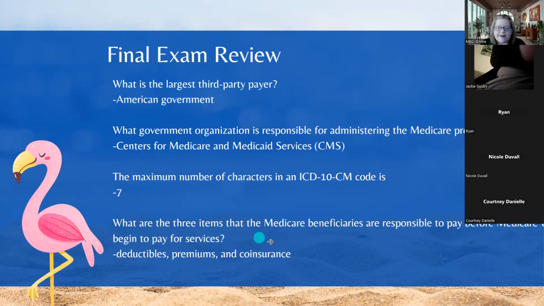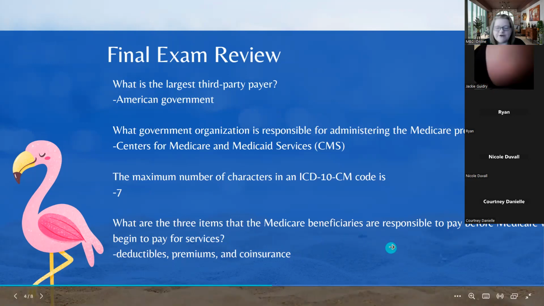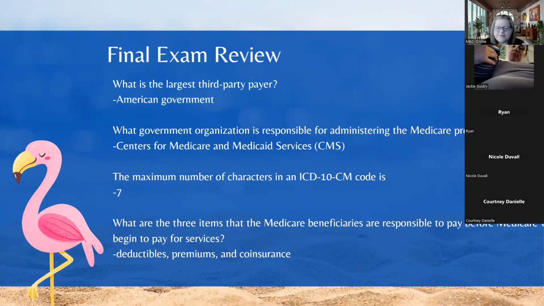What are the 3 items that the Medicare beneficiaries are responsible to pay before Medicare will begin to pay for services? That is going to be their deductibles, right? Their premiums, their insurance premium every month, and any co-insurances they incur. So deductibles, premiums, and co-insurance are what the Medicare beneficiaries are responsible for.